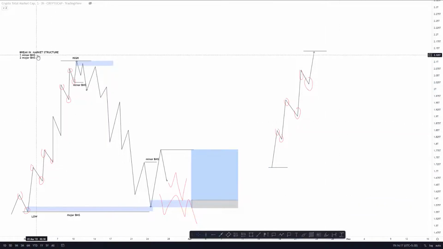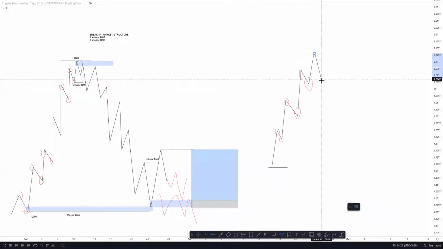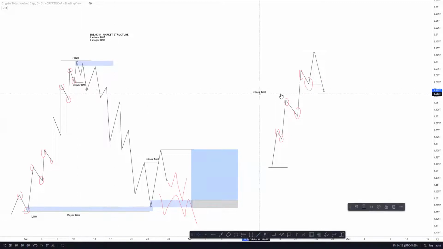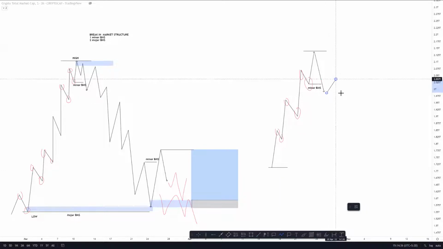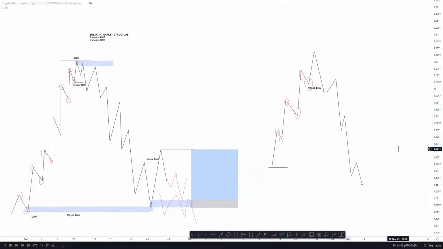When will I call a minor BMS, a minor break in market structure? If price takes out this previous higher low, that's when I will call this a minor BMS, as I pointed out here. And if price breaks out the last low, that's when I will call this a major BMS.